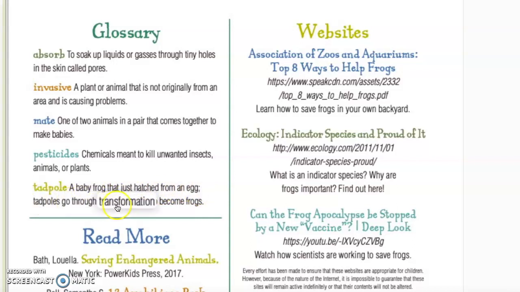Tadpoles go through a transformation to become frogs. So tadpoles have little legs, swim underwater, and they have a tail, and that's what hatches right out from the frog egg. So first we have the frog egg, then we get the tadpole, then we get the froglet, and then we get the frog. Okay, so there's the tadpole.